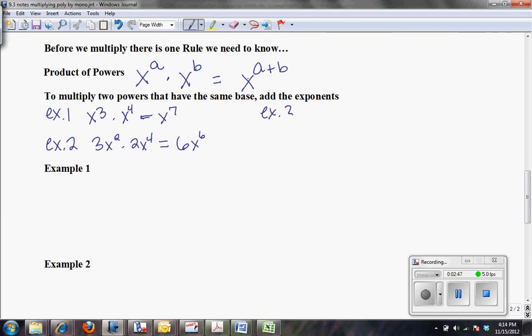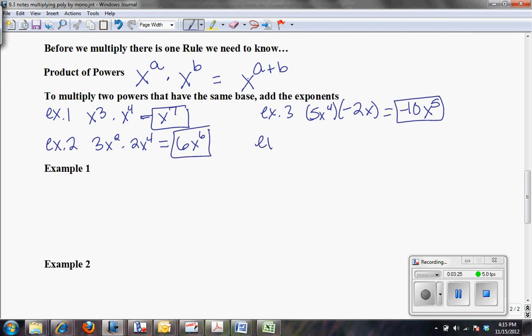Two more examples. Remember, you can follow along with me, or you can pause if it's going too fast. Example 3. 5x to the fourth, in parentheses, times negative 2x. Try it out. You should have gotten negative 10 because I'm multiplying the 5 times the negative 2, and then x to the power of 5. That will be my final answer.